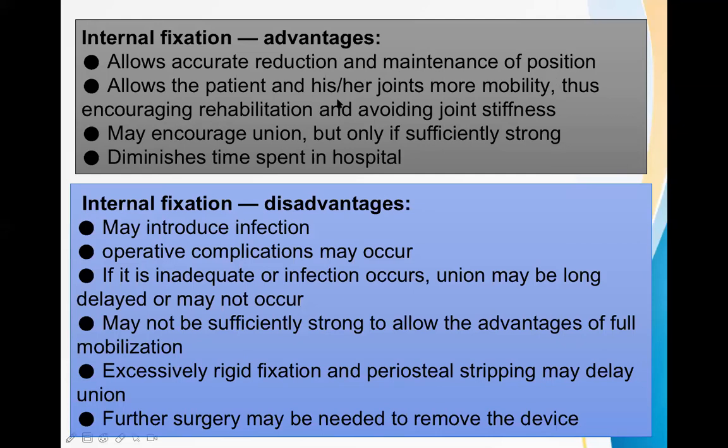It allows the patient and his or her joints more mobility, thus encouraging rehabilitation and avoiding joint stiffness. So it will allow more mobility than the POP cast. And when the patient is mobilizing their joint, it will encourage rehabilitation and definitely avoid stiffness of the joint, which is one of the important problems after fracture. Another important advantage is it may encourage union of the fracture.